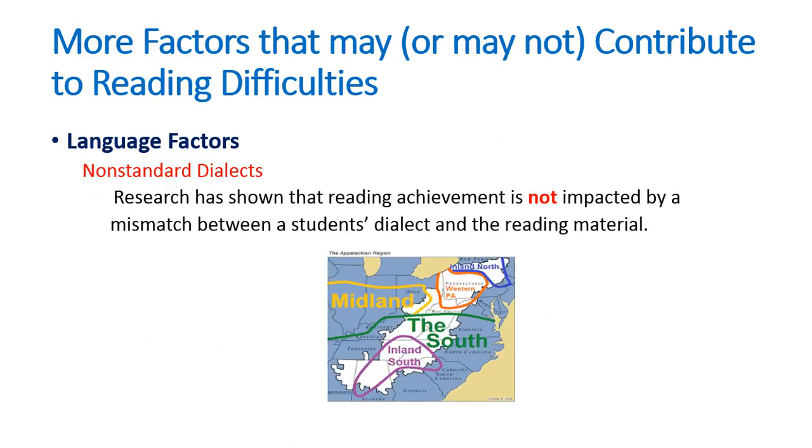Now, another language factor that some people think of sometimes is the students having a non-standard dialect, so that their dialect is different than what they encounter when they are reading text. There's been a lot of work done with that, and what research has shown is that reading achievement is not impacted by a mismatch between a student's dialect and the reading material that they're encountering.